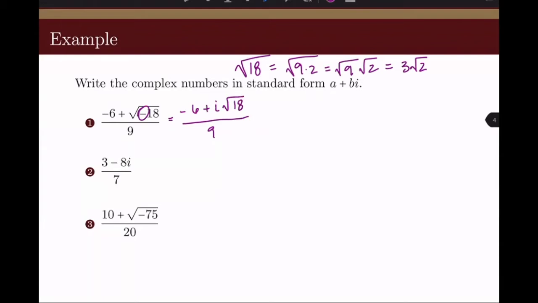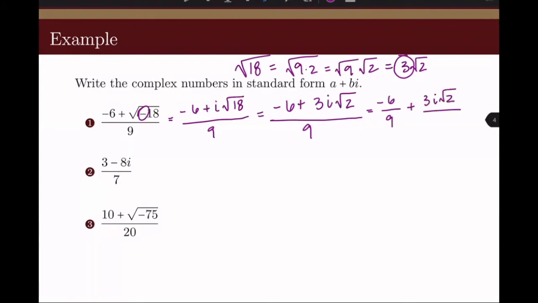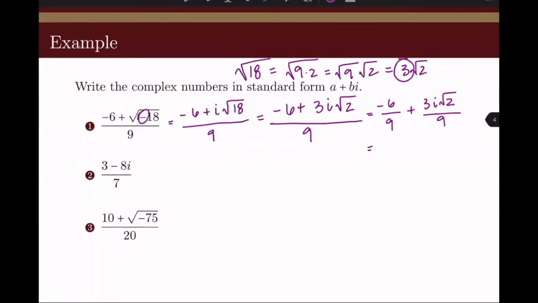So this is now going to be equal to -6 plus, we have this 3 here, so we have 3i roots of 2 divided by 9. It's still not in the form a plus bi. We can still simplify further. So we have -6 over 9 plus 3i roots of 2 over 9. -6 over 9 simplifies to -2/3 plus, and then we can also simplify here the 3 and the 9 to get i roots of 2 over 3. This is now our final answer.